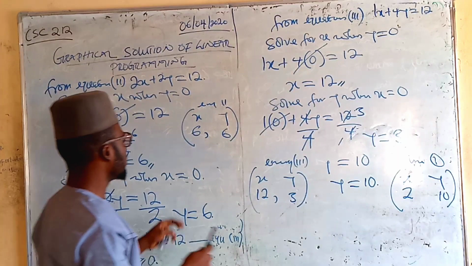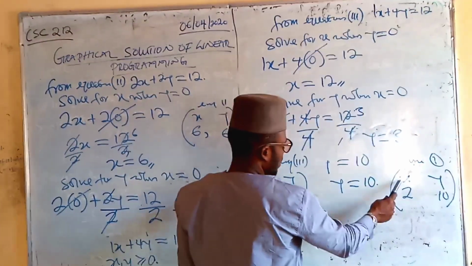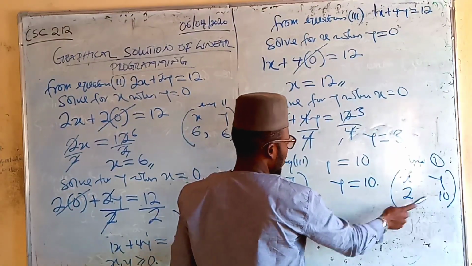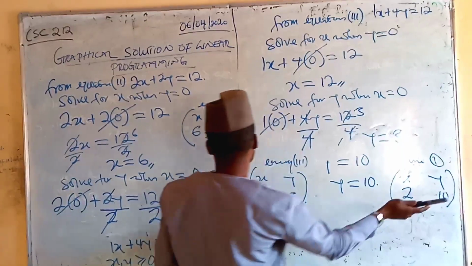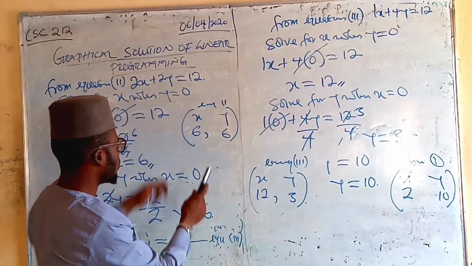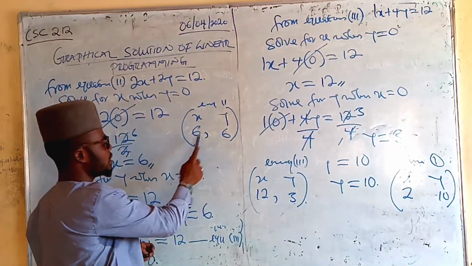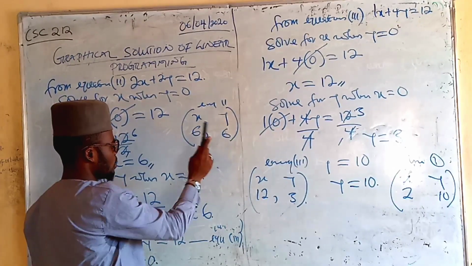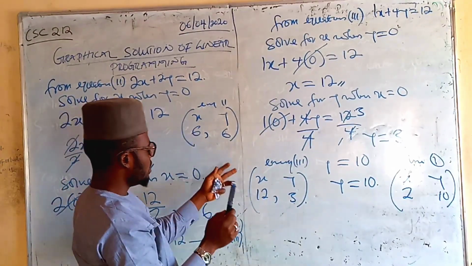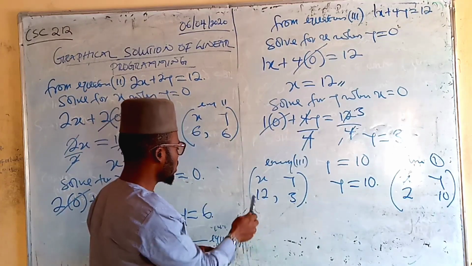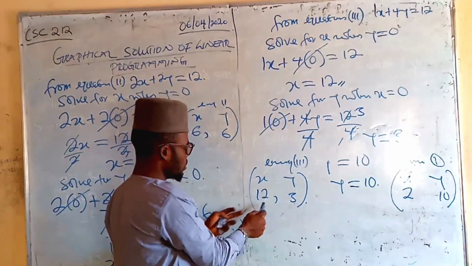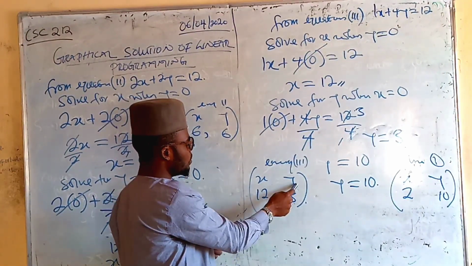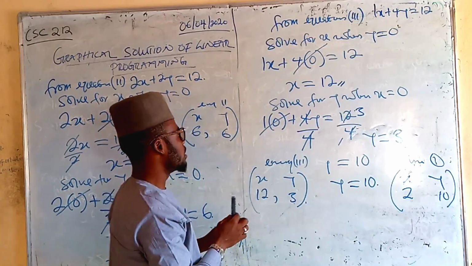Remember, in equation 1, we have the value of x equals 2 and the value of y equals 10. In equation 2, we have the value of x equals 6 and the value of y equals c. Then in the last equation, which is equation 3, we have the value of x equals 12, and the value of y equals 3.